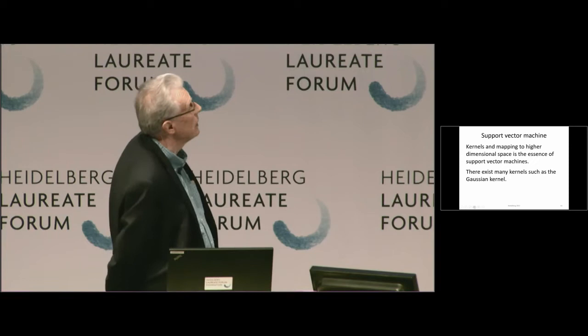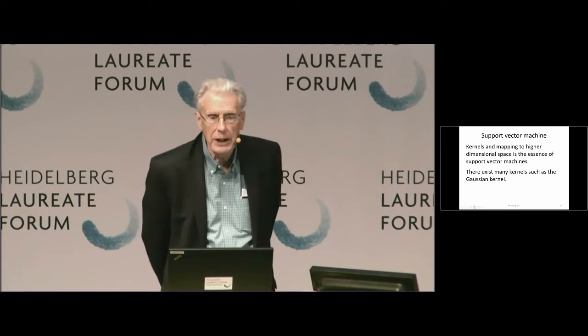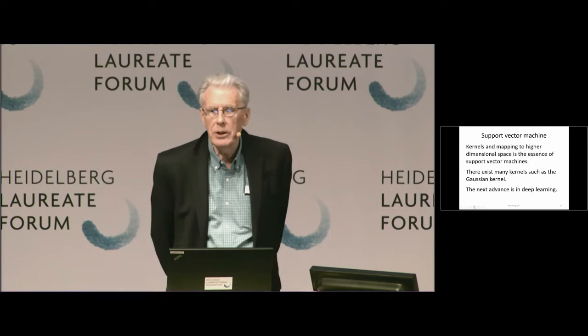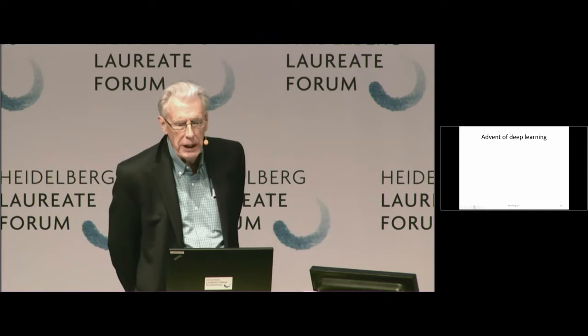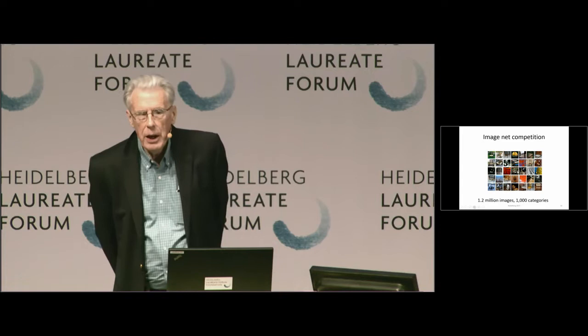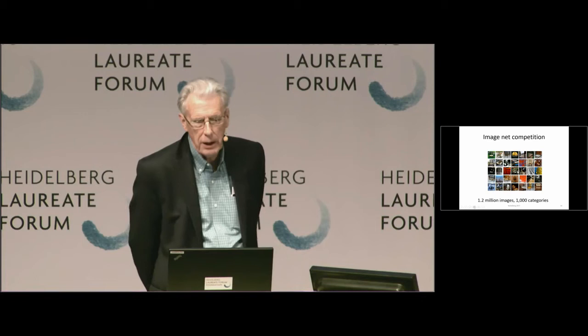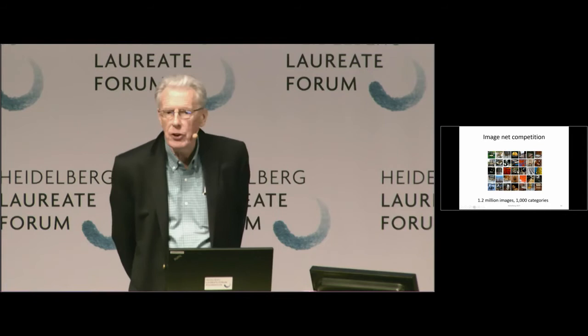There exist many kernels besides the Gaussian kernel, but what I want to do is move on to deep learning, because this is where the next advance is. Okay. The major advance in deep learning came about due to the ImageNet competition. What was important here is there was a data set of 1.2 million images that came from 1,000 categories, like cat, dog, airplane, car, things like that.